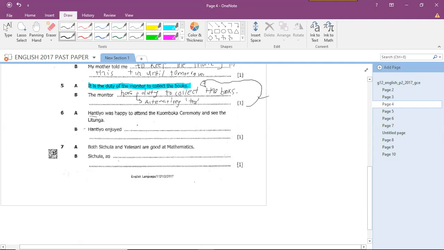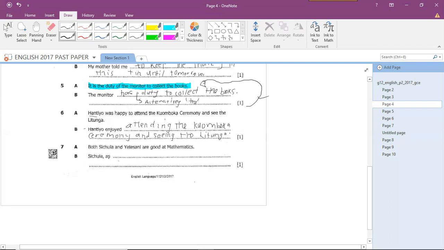Hatio enjoyed, so now here we're reporting. So attending, Hatia enjoyed attending the Kuomboka ceremony and seeing the Litunga.